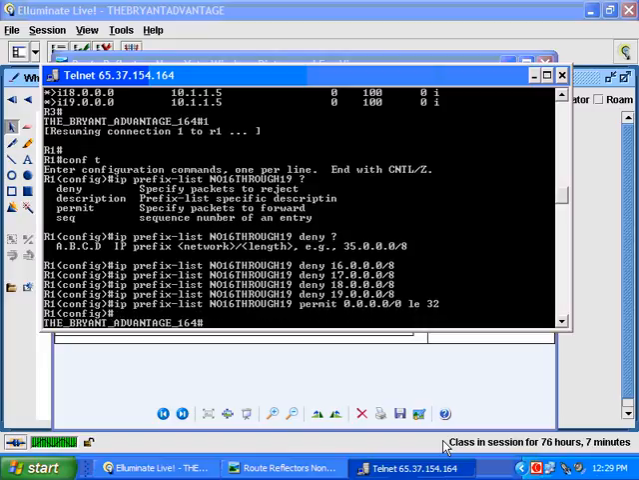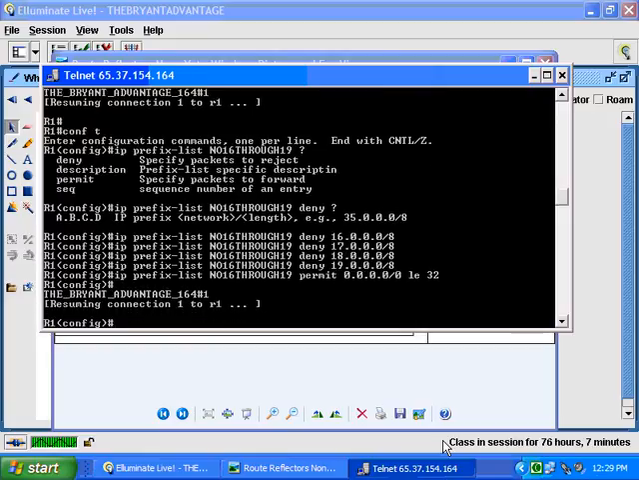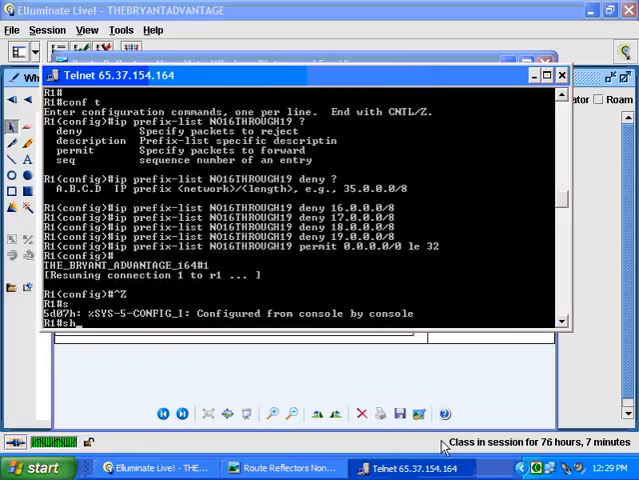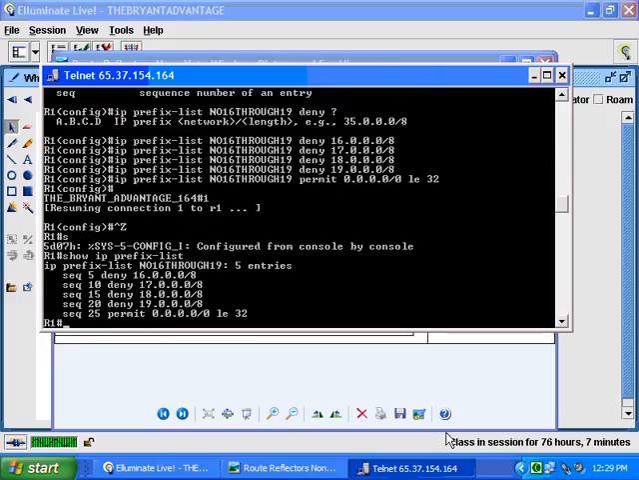And let's do that. Let's go back to 1. We're done there. Let's see if we can take a look at that list before we apply it. Yeah. Show IP prefix list shows me the ACL that I just wrote. Shows me the name of the prefix list, how many lines are in it, and notice the sequence numbers.